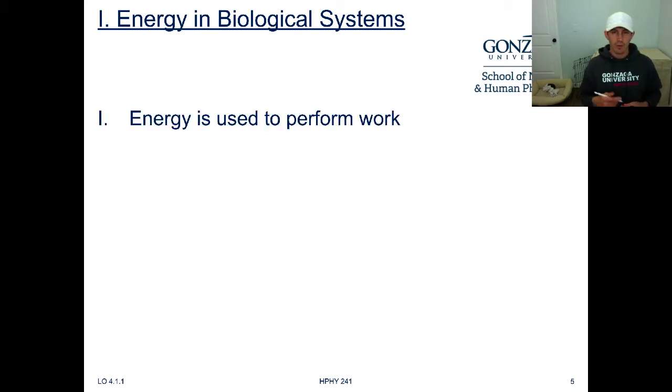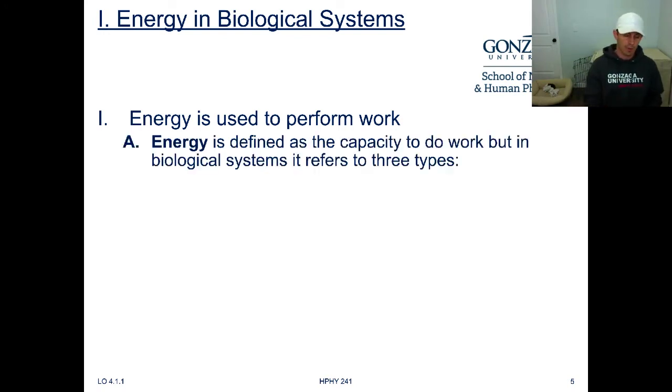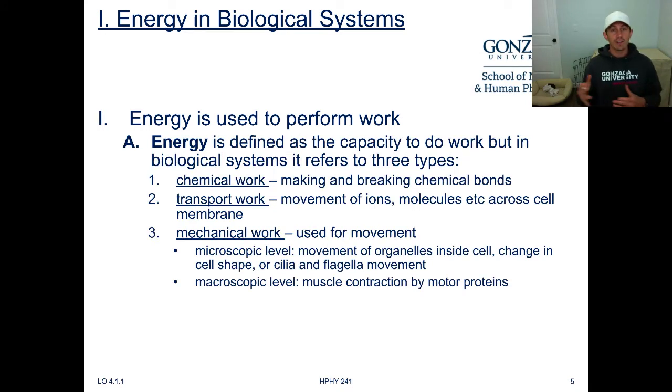Okay, so we have to define what energy is and why our cells need it. When we say cells need energy, what does that really mean? They need that energy to perform work. Okay? So energy is defined as the capacity to do work in biological systems.